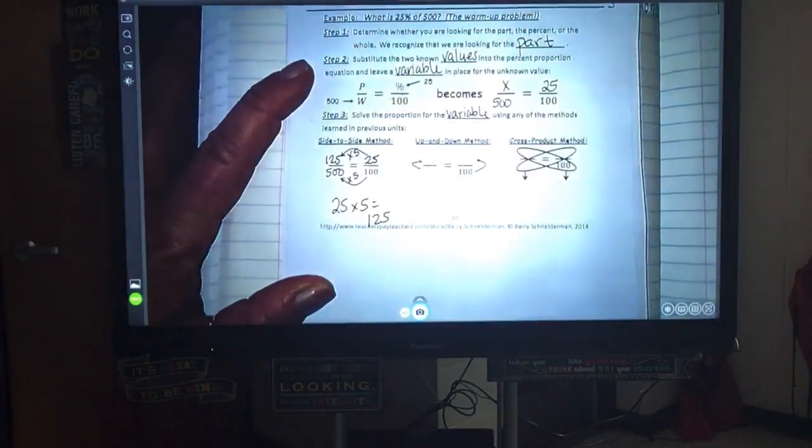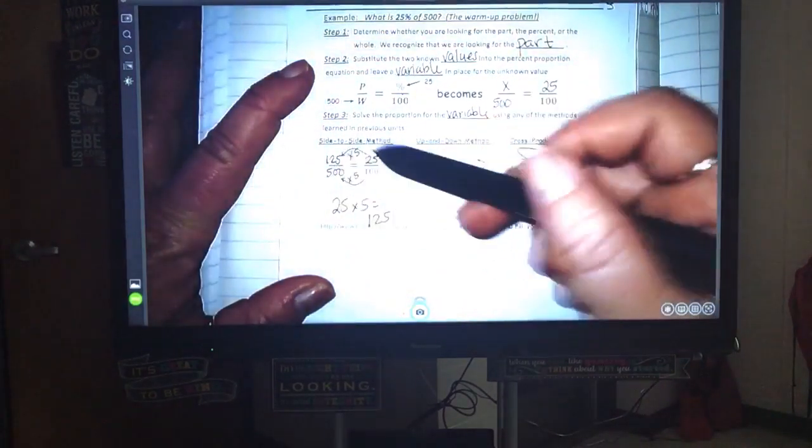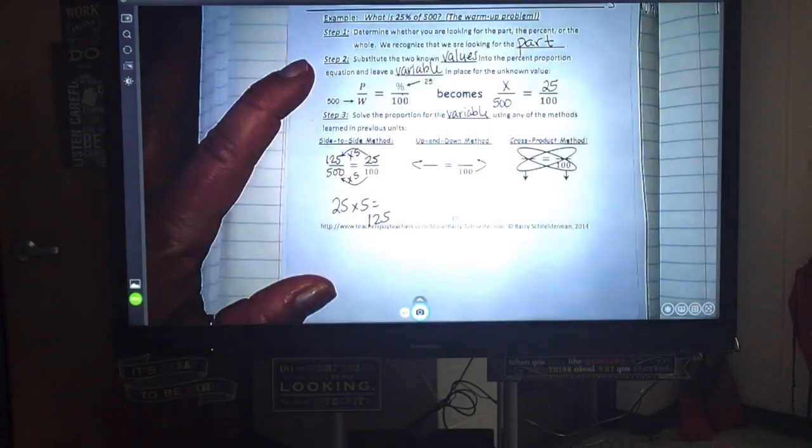Yes. So if we had the part, it would just go the other way. We'll talk about it. So that is the side-to-side method, aka looks very much like what? Looks like unit rate without the one in the bottom place.